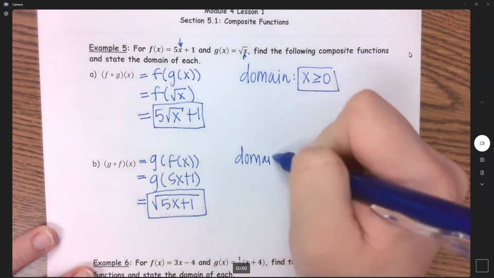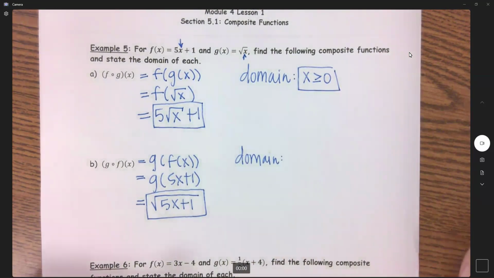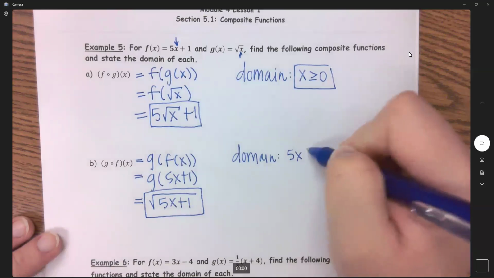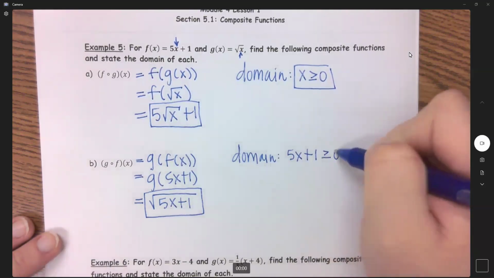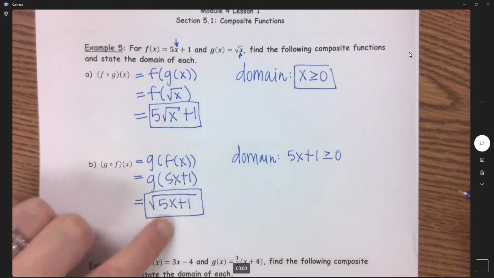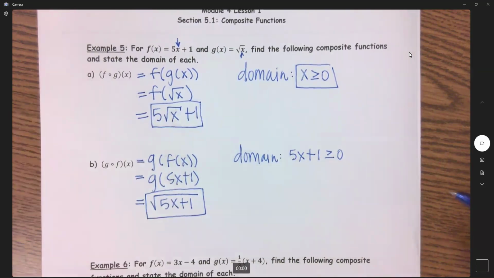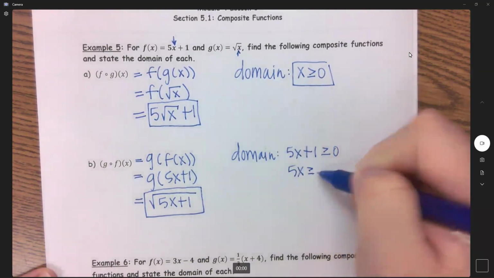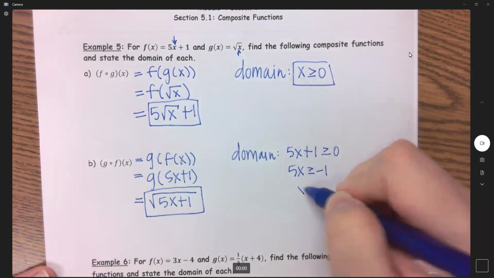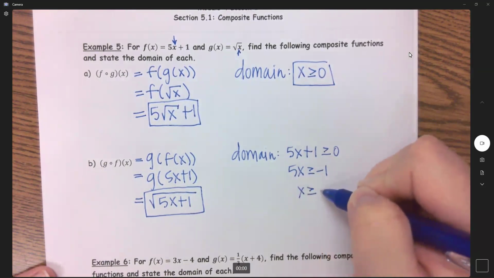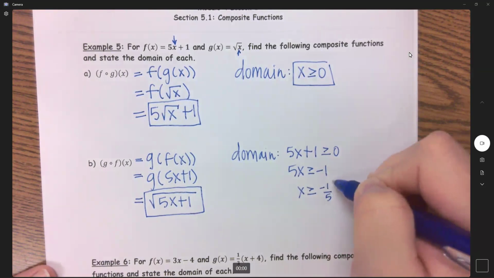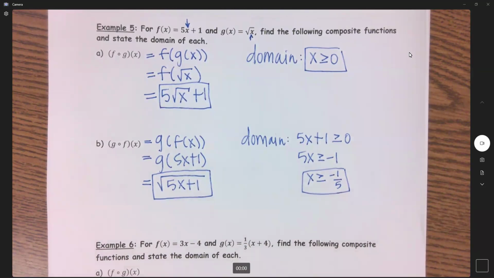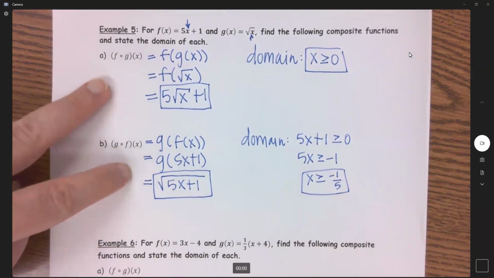And let's find the domain. So again, not all real numbers because of that radical. So we have to take what's under the radical, 5x plus 1, and set it to be greater than or equal to 0. Since it's more than just an x under here like it was here, we have to solve this one. So subtract your 1 over and divide by 5. And we get x must be greater than or equal to -1/5. And one more time, as you can see, these are not the same.